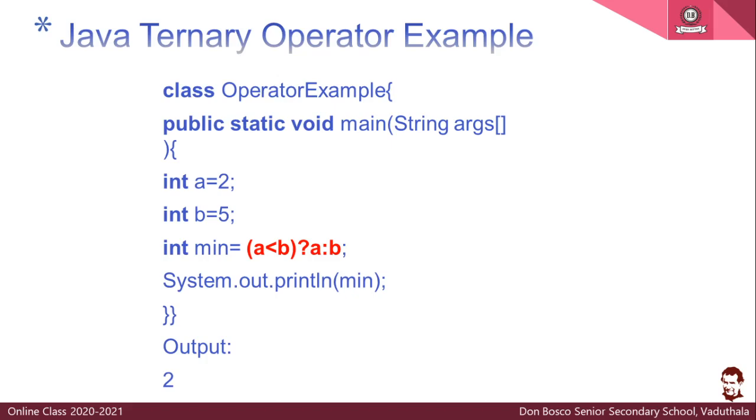So please remember the meaning of the ternary operator. The condition we can check with the help of the question mark, and if it is true, what is between the question mark and colon will execute. If it is false, what is between the colon and semicolon will execute. So a or b will execute. So remember the meaning of the ternary operator.